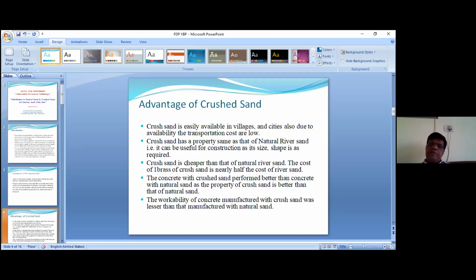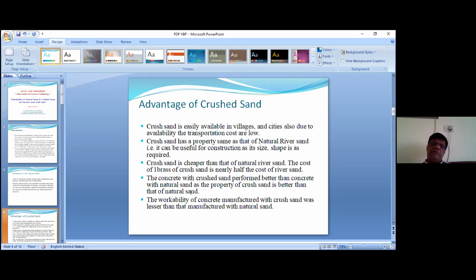Concrete with crushed sand performs better than concrete with natural sand, as the properties of crushed sand are better than natural sand. The workability of concrete manufactured with crushed sand is lower than that manufactured with natural sand. Now, workability is a comparative term. In roads, we require concrete with low workability. In foundations also, we require concrete with low workability. So where low workability is required, it is a boon, because it already gives lower workability concrete. But if you want to increase the workability for pumpable concrete or a highly reinforced structure, then we can easily increase the workability by a suitable admixture.